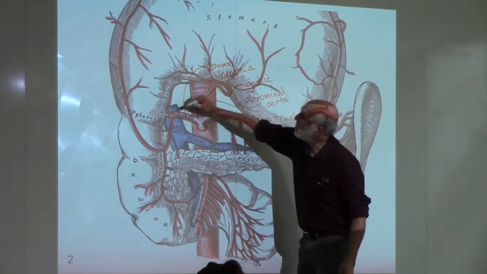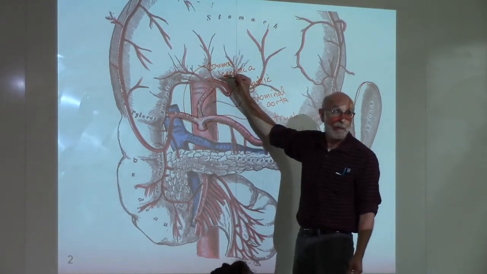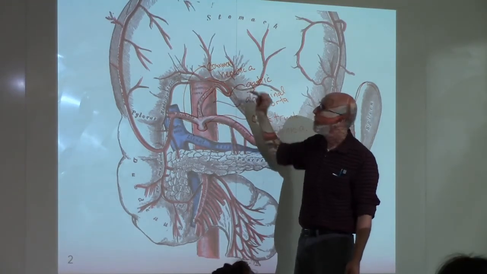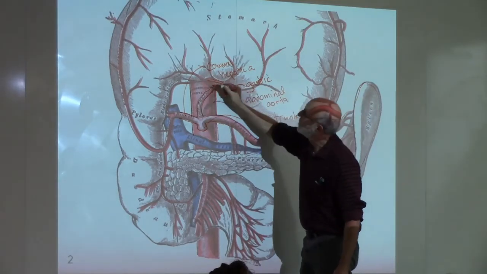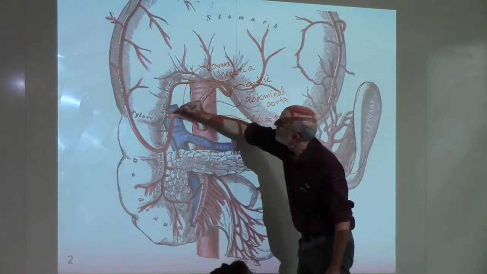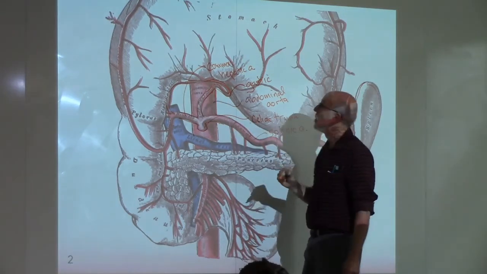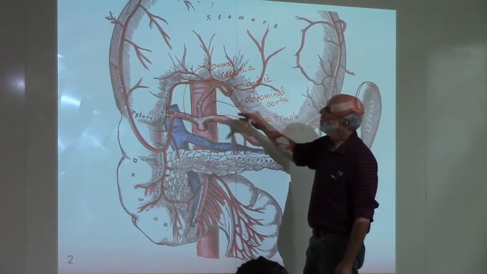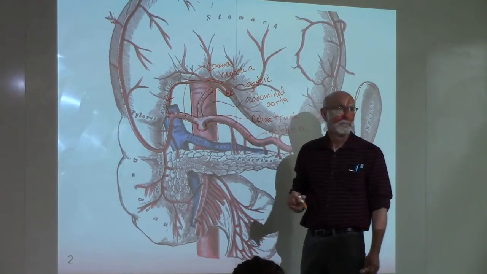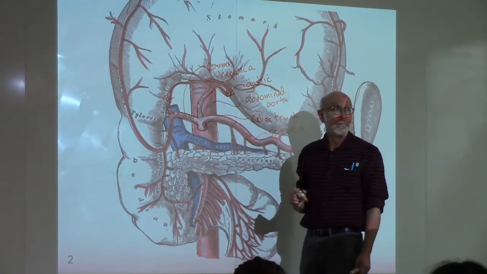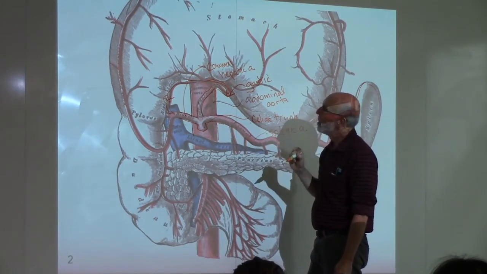Remember the stomach is upside down, so this is the lesser curvature. This is the lesser curvature. The gastric artery feeds the lesser curvature. And this is the right, this is the left gastric artery. All right.